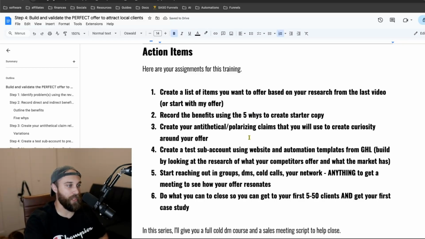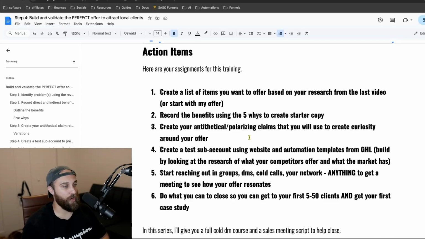Number 3, create your antithetical or polarizing claims that you will use to create curiosity around your offer. Number 4, create a test sub-account or mockups using website and automation templates from High Level, which you can build extremely quickly. All you have to do is look at the research of what your competitors are offering and what the market has, and just use those templates. You could literally create that within, I'd say, 15 to 30 minutes maximum.